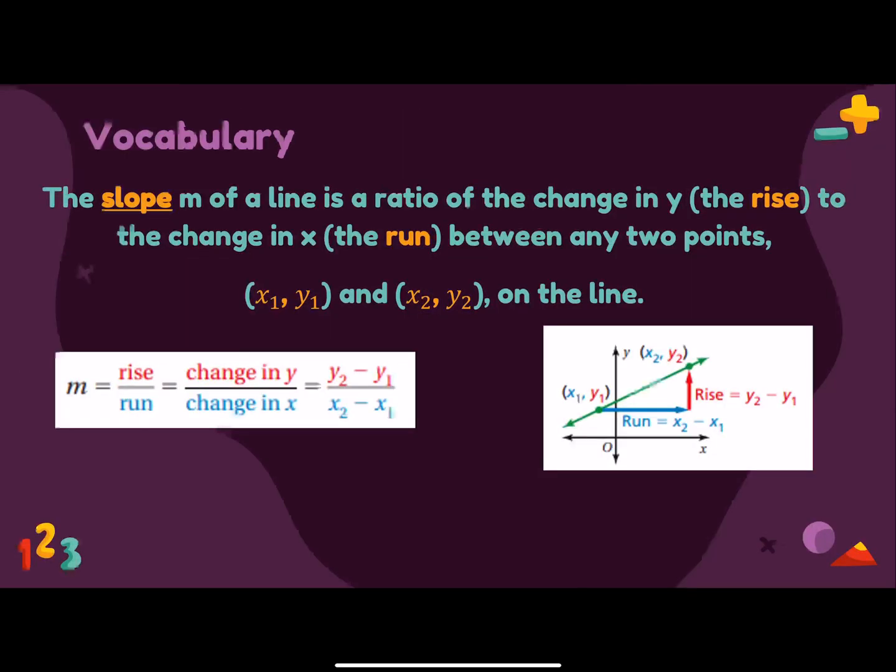Alright, so let's talk about some vocabulary. The slope of a line is a ratio of the change in y, which is the rise, to the change in x, which is the run. So you have 3 vocabulary words here. The slope, which is rise over run. And then rise is the change in y, and run is the change in x. So go ahead and write that definition and then circle or highlight those 3 words to show you that those are our 3 vocab words.